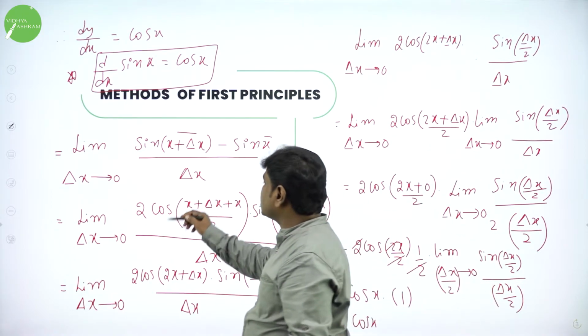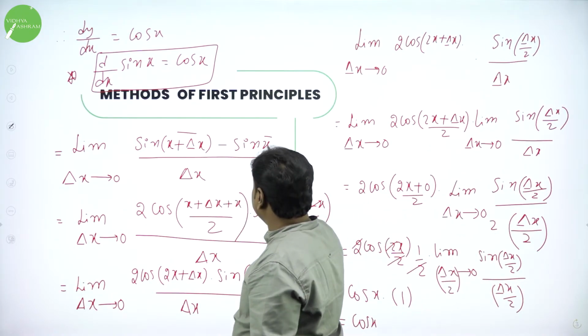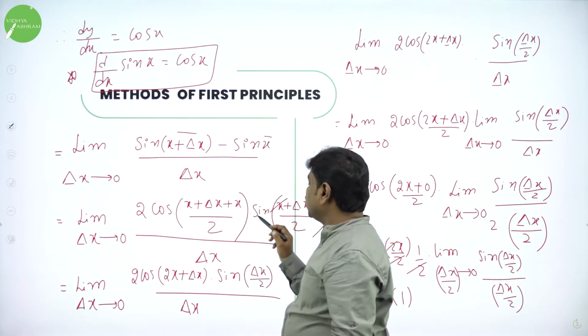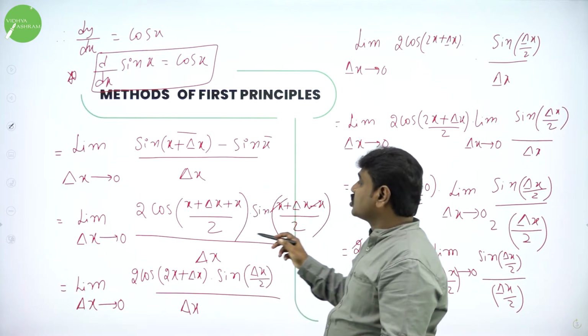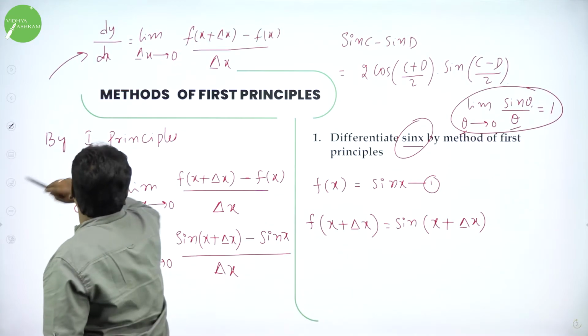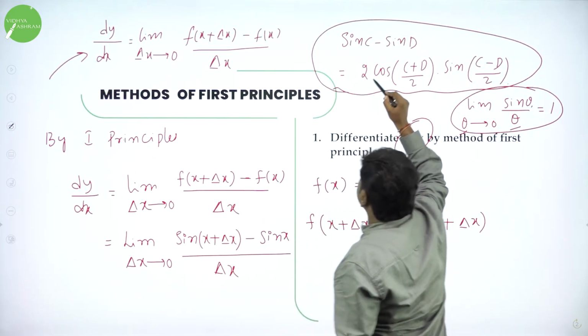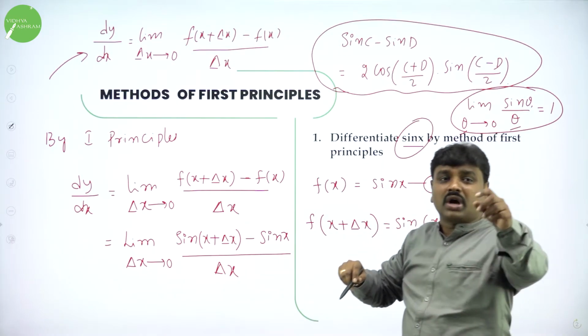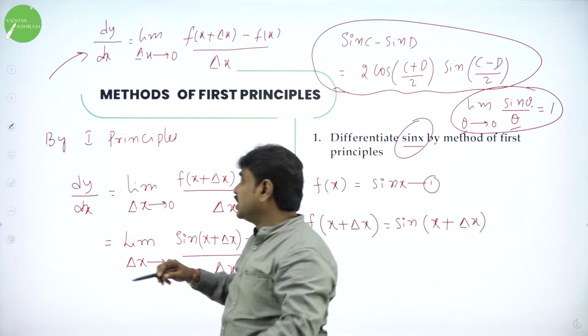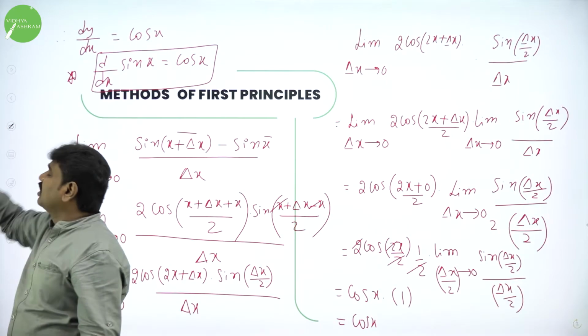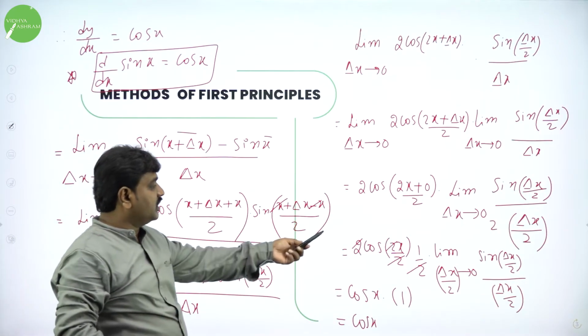So, it will become 2 cos of c, which is x plus delta x, plus d, which is x, by 2, into sin c minus d by 2. So, that is why I told you, before you start, first recollect this transformation of trigonometry. What is sin c minus sin d in trigonometry? 2 cos c plus d by 2 into sin c minus d by 2. So, go on applying the limit and finally you will get this.